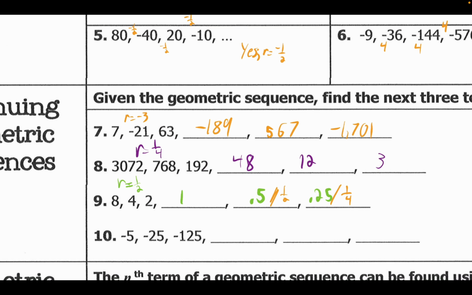Then on number 10 here, any term divided by the previous term is positive 5. So even though these numbers are all negative, the ratio is still a positive 5. And so if I multiply negative 125 by 5, I get negative 625. And if I continue that trend, I get negative 3,125 and negative 15,625. So these numbers get pretty big pretty quick, or in this case really small really quickly since they're all negative.